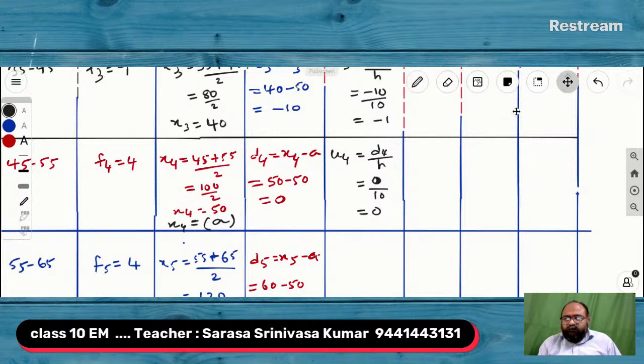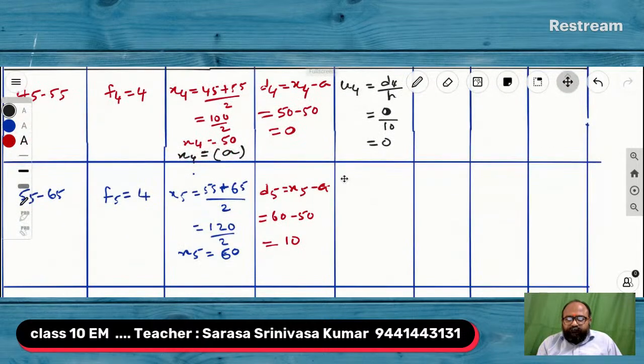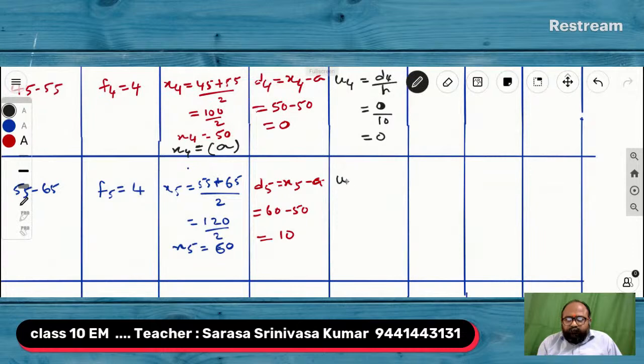Now U5. U5 equal to D5 by H. This is equal to D5 is 10, 10 by 10. H is 10, D5 is 10. So U5 equal to 1.